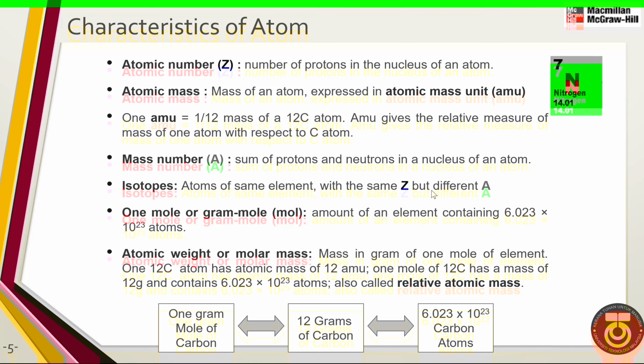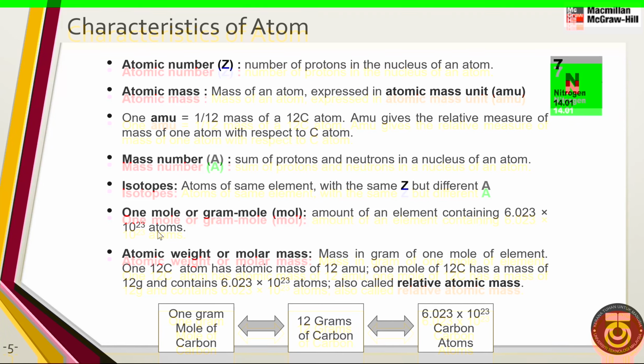Okay, so I also give you in the activity list for you to write down elements that you know that have different isotopes, and then write down what are those Z and A values for those isotopes. Okay, then the next one is each 1 mole or 1 gram mole of an element contains 6.023 times 10 to the power of 23 atoms.